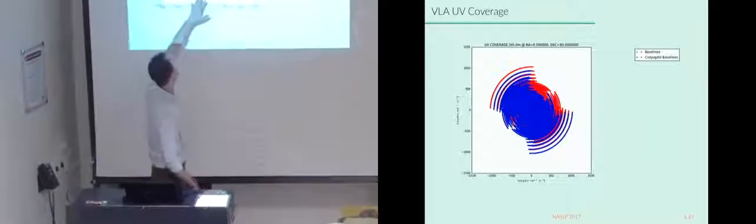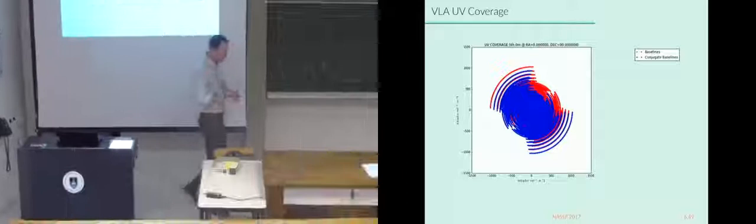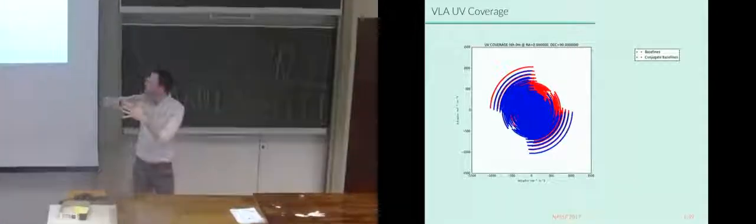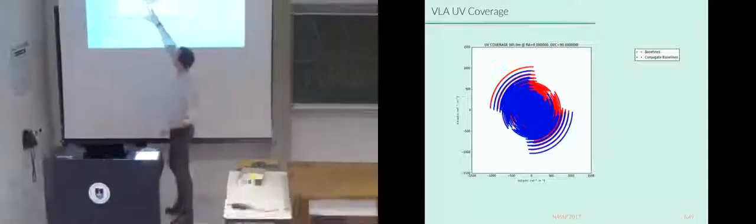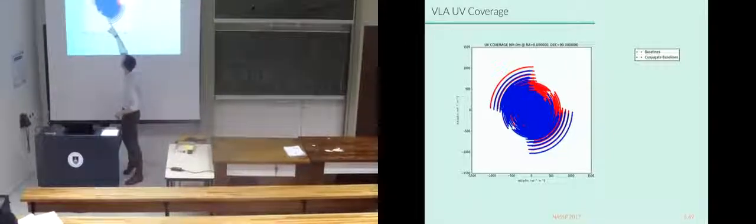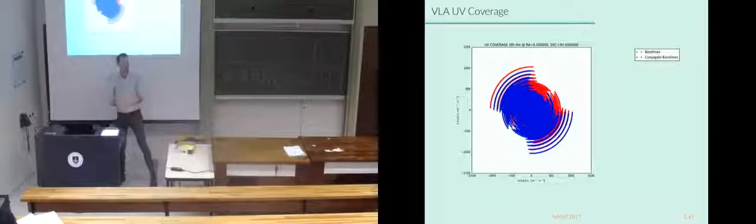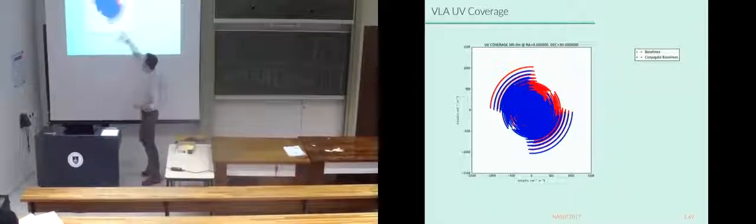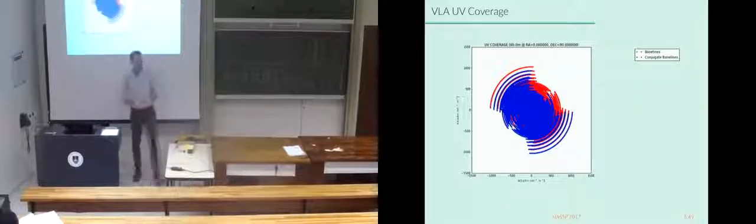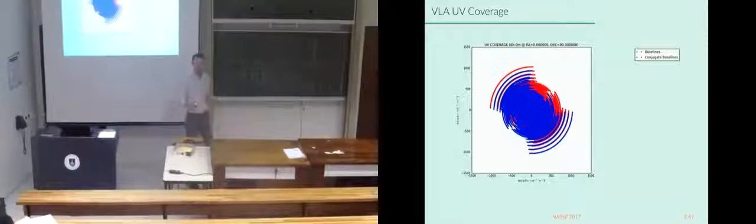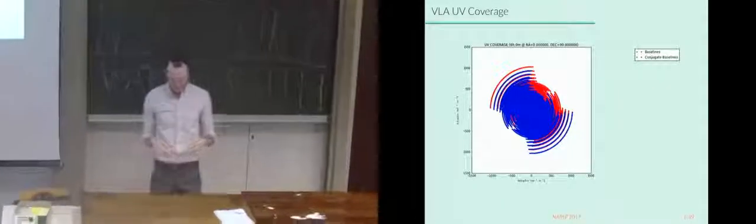So you can imagine that the longer you integrate, or the longer you observe, the more the UV space is filled in. Now, it's not a perfect Airy function, of course, because there are gaps within the disk, which limit the resolution of the image. And then you have these outer tracks that add a little distortion to the Fourier transform.